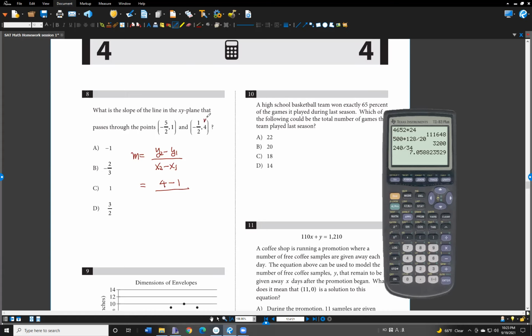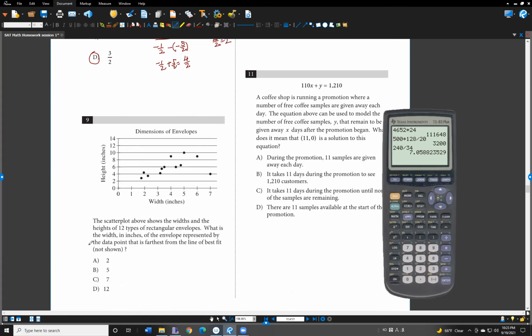So we chose this one first. So negative 1/2 minus negative 5 over 2, okay? 3 over how much? 4 over 2 is what? 2, isn't it? Negative 1/2 plus 5 over 2 is 4 over 2. This is going to equal 2. So 3 over 2 is the slope.